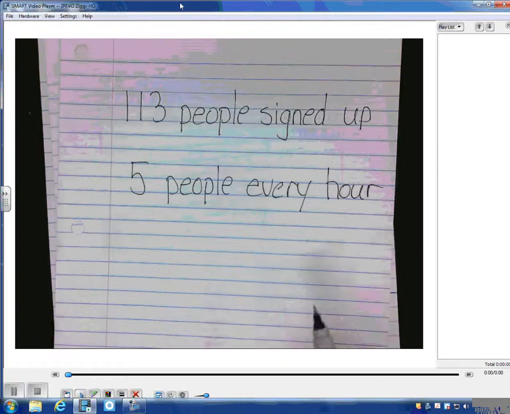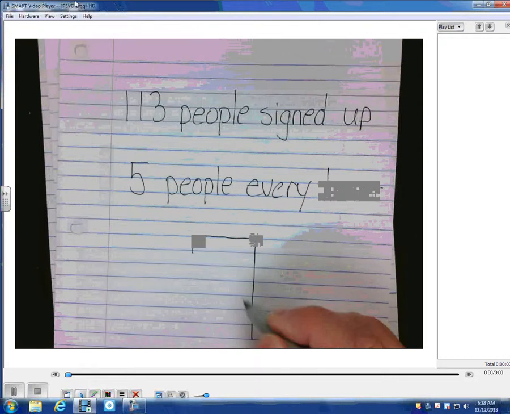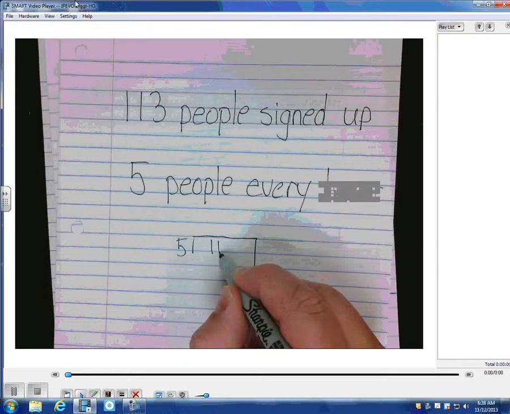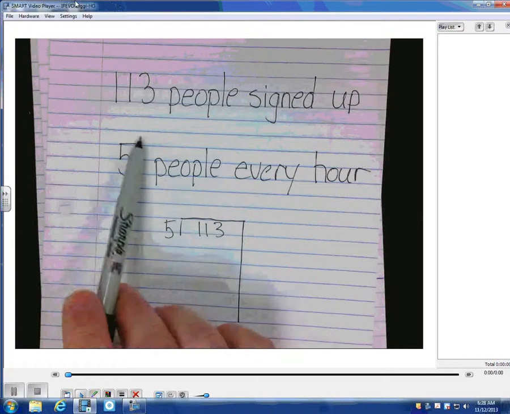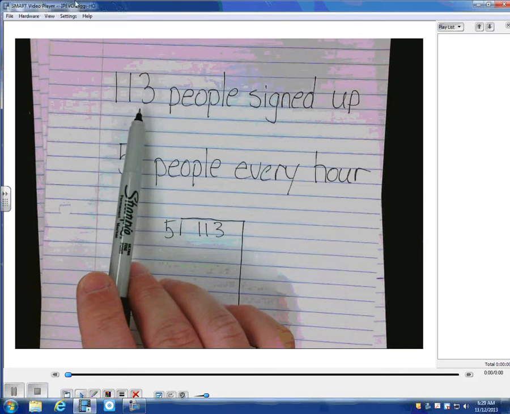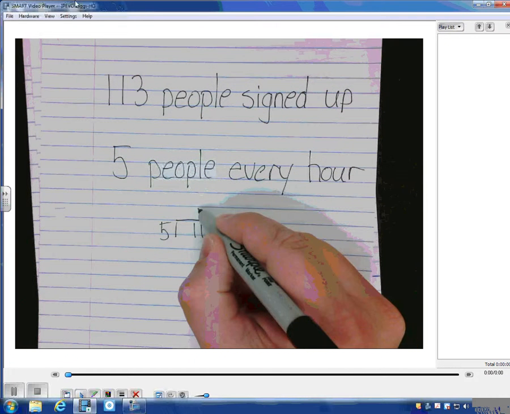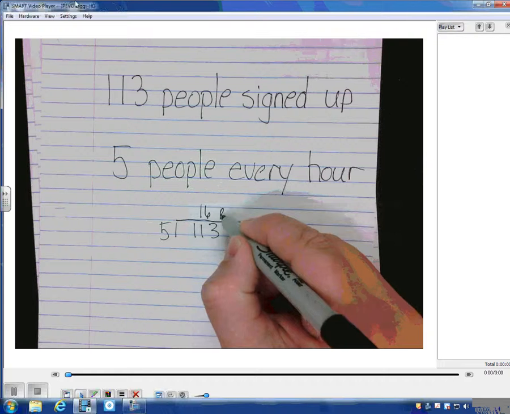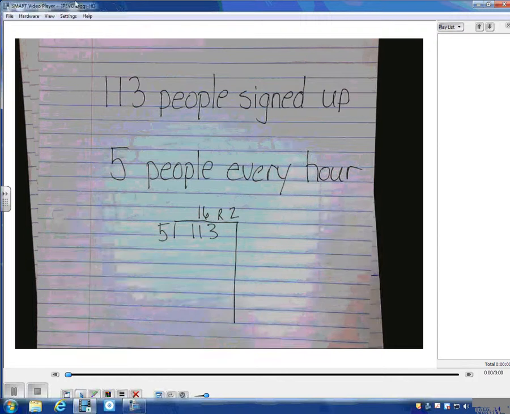So this is a division problem. You are going to divide this. All right, and I'm not going to do the division for you. But one thing I do want to point out, you can see that 5 is not going to go into 113 evenly. So somewhere in your answer, I'm just making this number up. This is an example. So say your answer is 16 remainder 2. Say that's what you get for your answer. Again, this is just a made-up number.